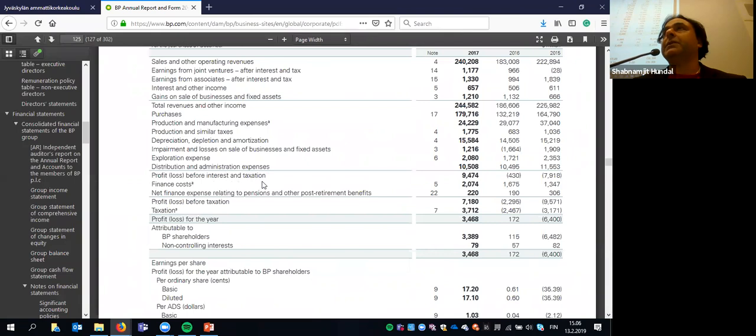Many companies use the words profit and earnings interchangeably. So EBIT or PBIT are the same. EBIT means earnings before interest and tax, and PBIT means profit before interest and tax. Here it's very clearly written, the profit before interest and tax is 9474. This is the company's net operating profit, or EBIT.